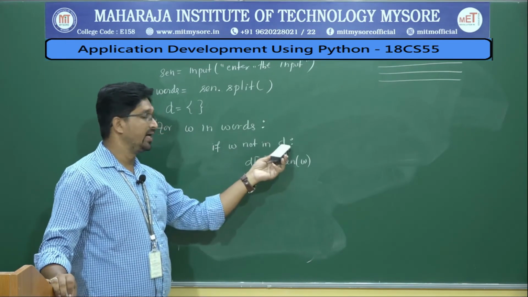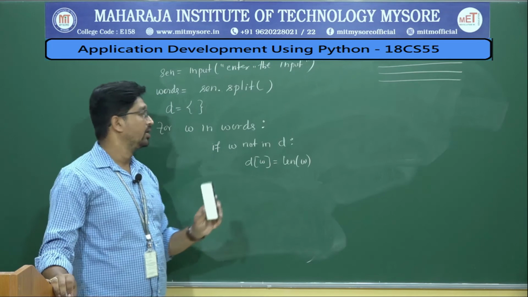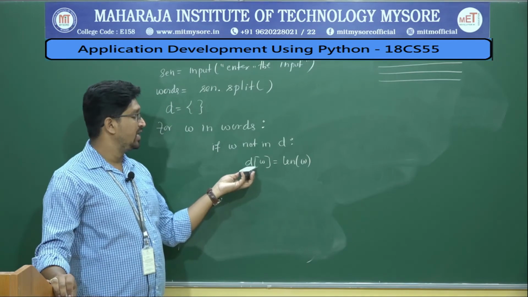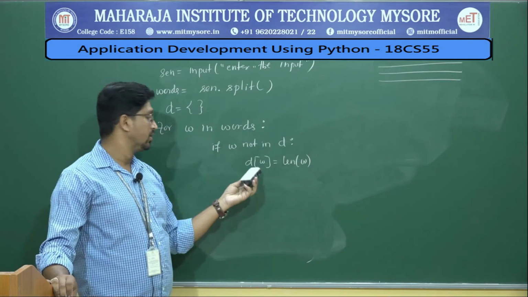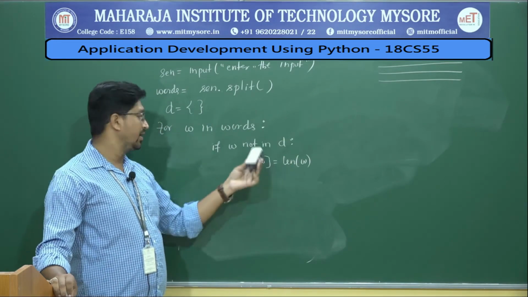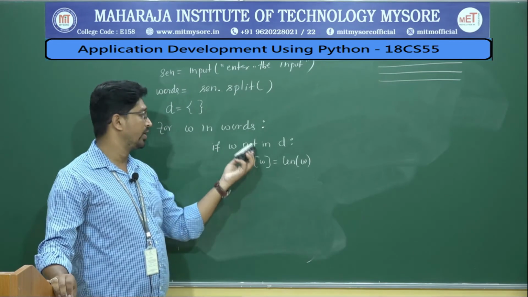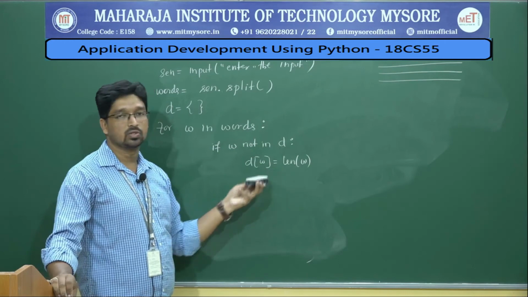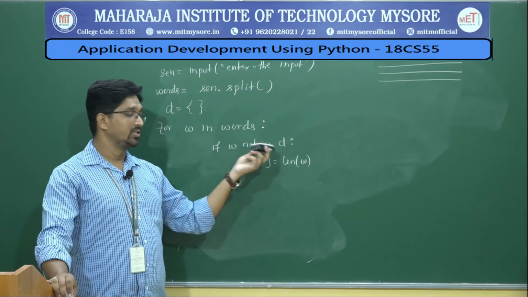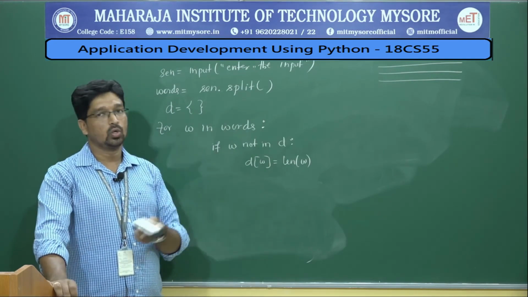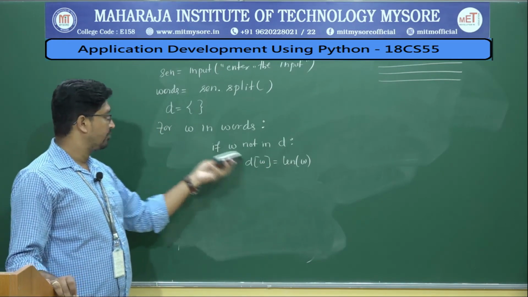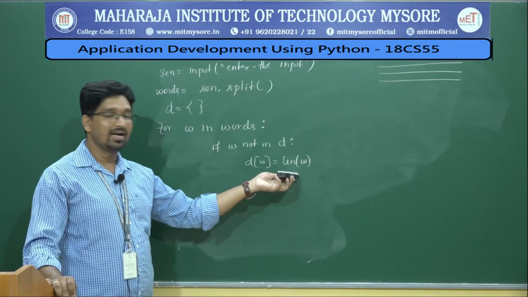If W is not in the dictionary, we should perform D of W. That is, let us say you have the word IND. IND is equal to length of IND, which is 3. 3 will be stored. Again, if you get IND again, it will not be considered. If it is not there in the dictionary, then only we store the length. As I said, if Mysore is beautiful, for Mysore the length 6 will be stored. Again, if I get Mysore is good, Mysore is already present, so I don't worry about it. So this is how you create a dictionary with word and length.